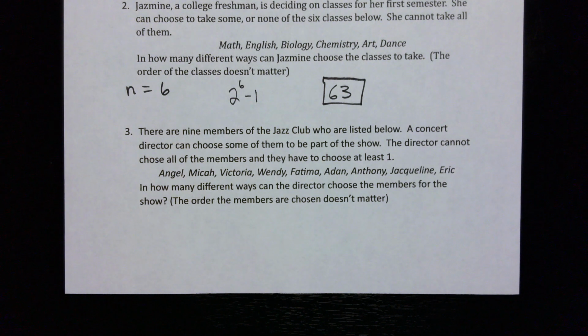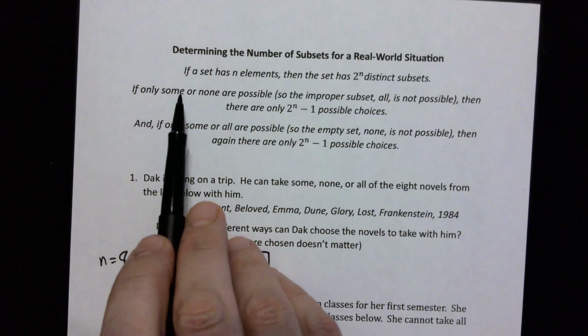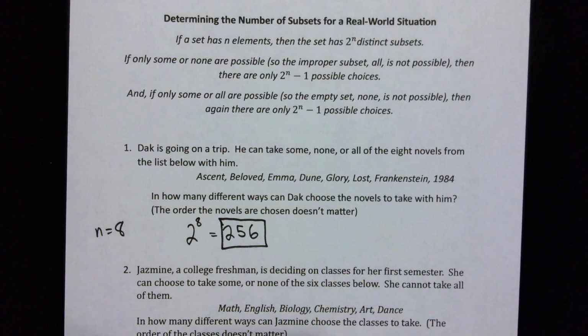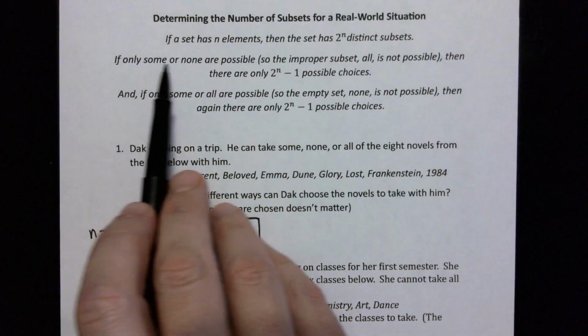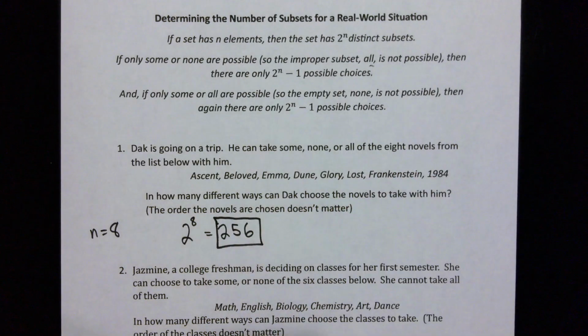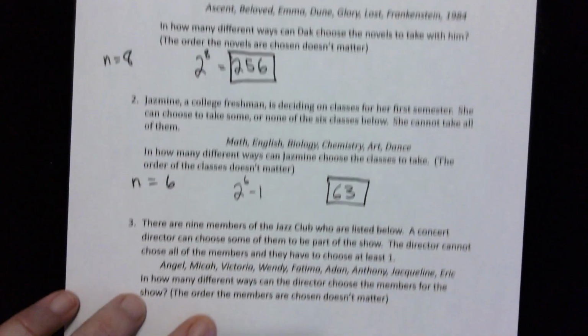Okay, last one. There are 9 members of the jazz club who are listed below. A concert director can choose some of them to be a part of the show. The director cannot choose all members, but they have to choose at least one. That means all is not possible, but some or none is. So that is case number 2. It says cannot choose all, so all is not possible. So this is again 2 to the n minus 1.